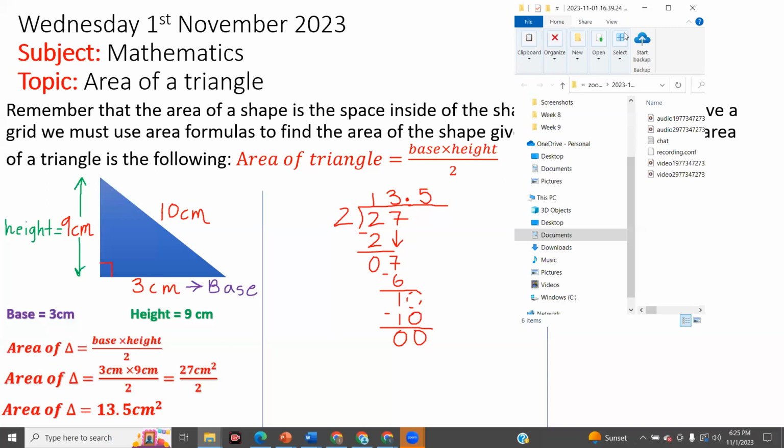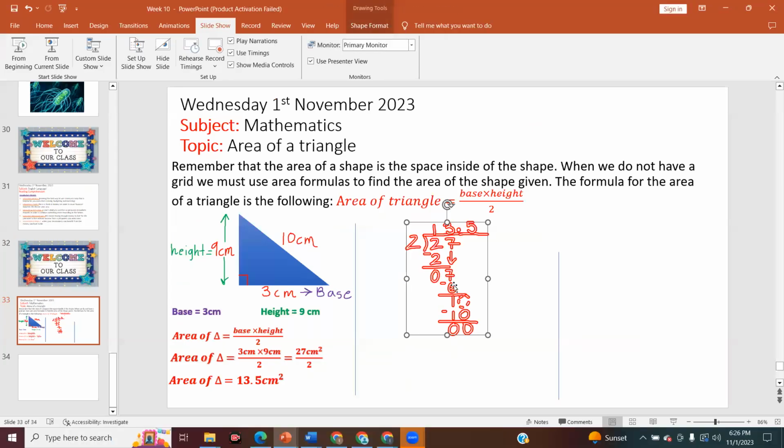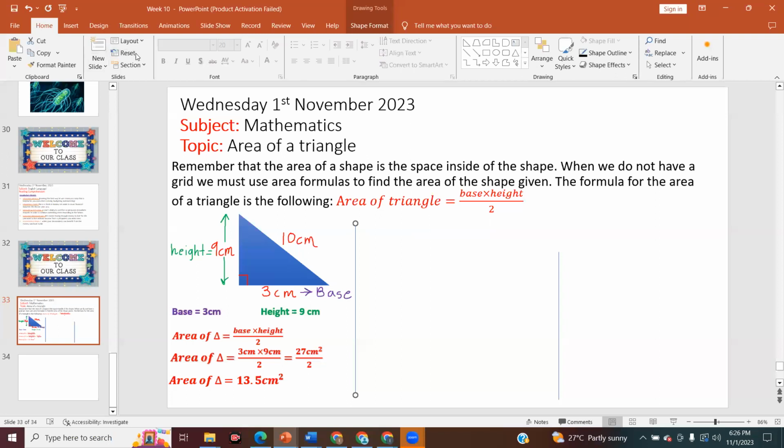All right, good. Thank you. All right, so let's move on. Let's do another example. Let me move this up. And so let's do another example. So let's say, for example, we have something like, here's another triangle.